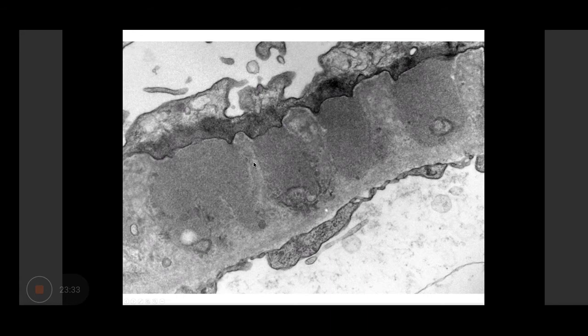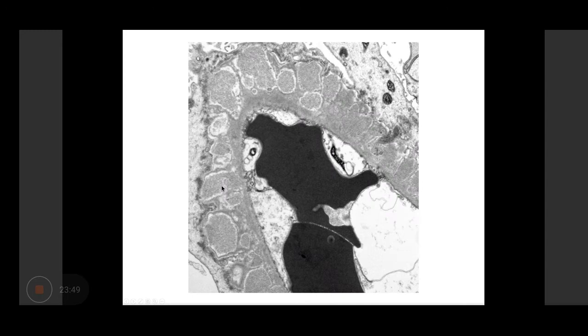Here, as you can see, this is a high-power view of the EM of the basement membrane. This is very thick. It shows these electron-dense deposits, which have now become incorporated in the substance of the basement membrane. They're not so dark as well. In this figure, you can see that they're getting absorbed, and the basement membrane material is now formed on the outer surface of these deposits as well. Here also you can see they gradually become incorporated into the basement membrane.